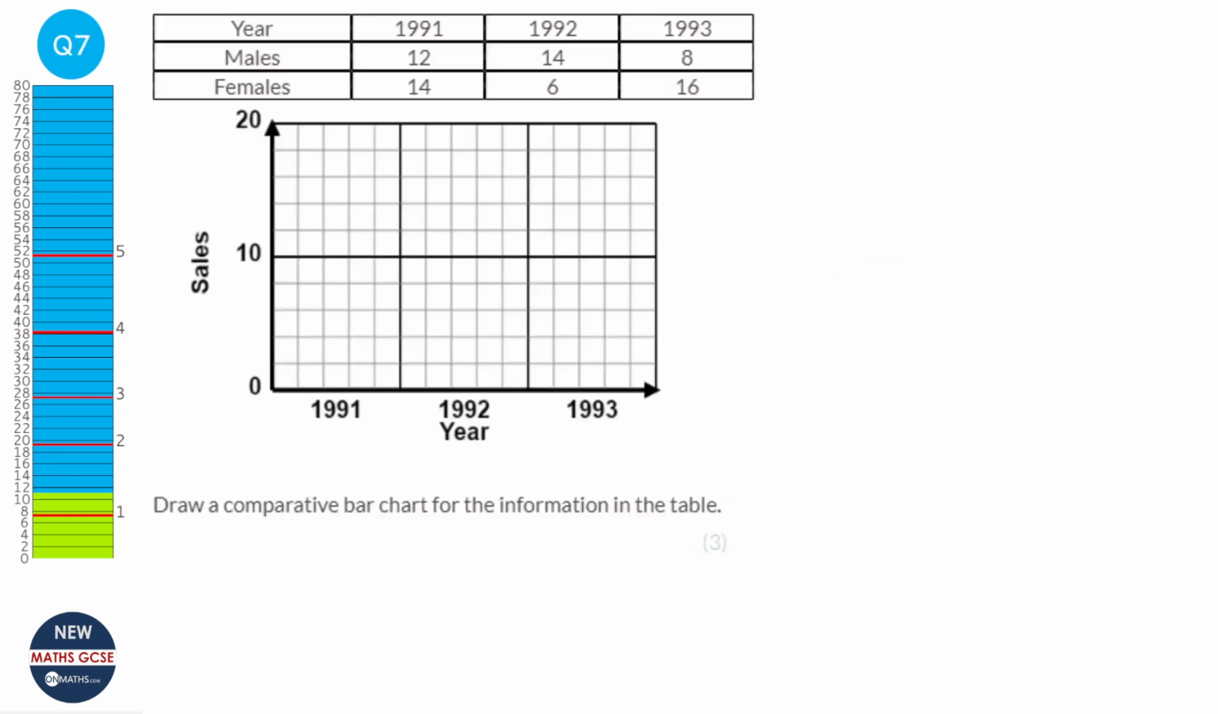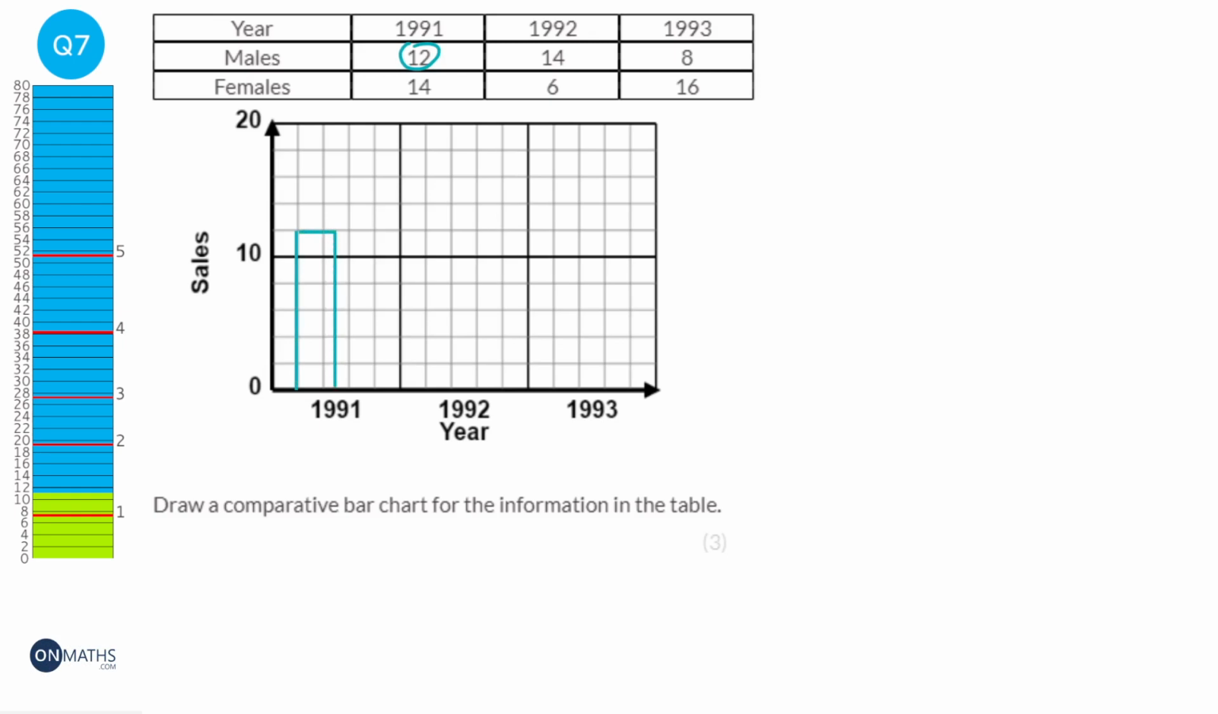A comparative bar chart is where you have two bars next to each other meaning different things. So it's probably easier just to start drawing it, and then we can talk about it as we go along. So we've got males here at 12. And so what we want to do is a bar that is 12 high. And these are going up in twos. So it will be up here.